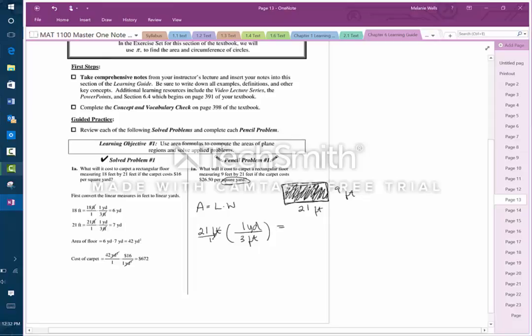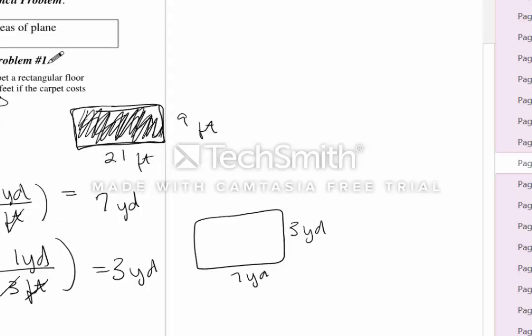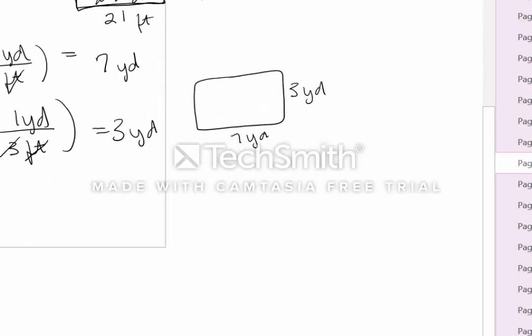Cancel out the common factors. We end up with 21 over 3 will reduce to 7. So that gives me 7 yards. Whereas the 9 feet, we know that 3 feet is equal to 1 yard. Cancel out the like units. We can cancel out a factor of 3. So we get 3 yards. So actually my area would look like this: 7 yards and 3 yards. Okay, so using length times width, we would get 7 yards times 3 yards, which gives me 21 square yards.